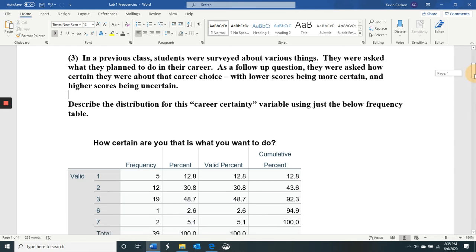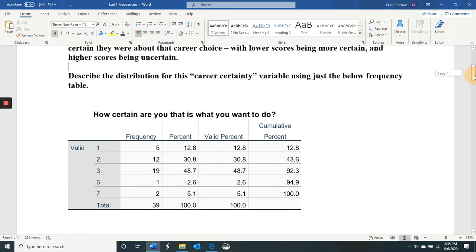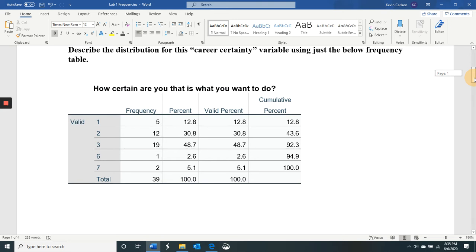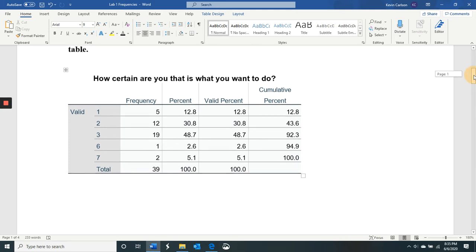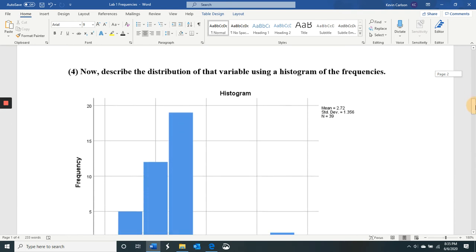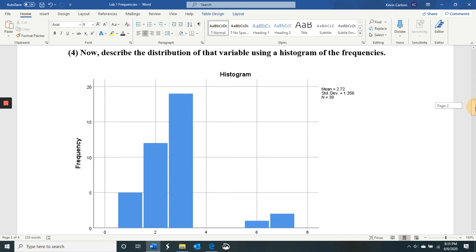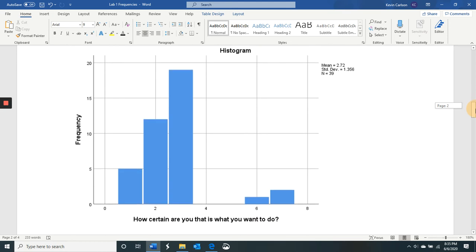We have a variable here, career certainty. For question number three, you're asked to describe the frequency distribution for the sample for that variable using just this table. I provide the table there, so that's part of the output. I've given you the output from SPSS right here in your lab document. And there's more questions. Question number four is for the same variable, career certainty, but in this case, describe the frequency distribution using the histogram. So I give you the histogram here.